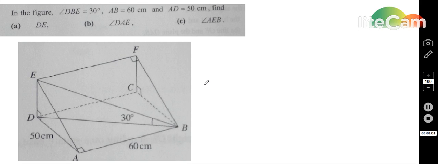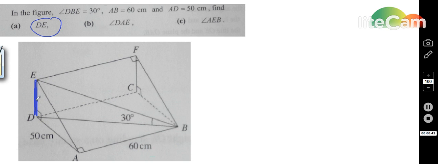This is the application question of trigonometry. Firstly, we can find the given information here. The angle DBE is 30 degrees, AB is 60 cm, and AD is 50 cm. Firstly, we need to find the length of DE. It means we need to find this length from this graph.